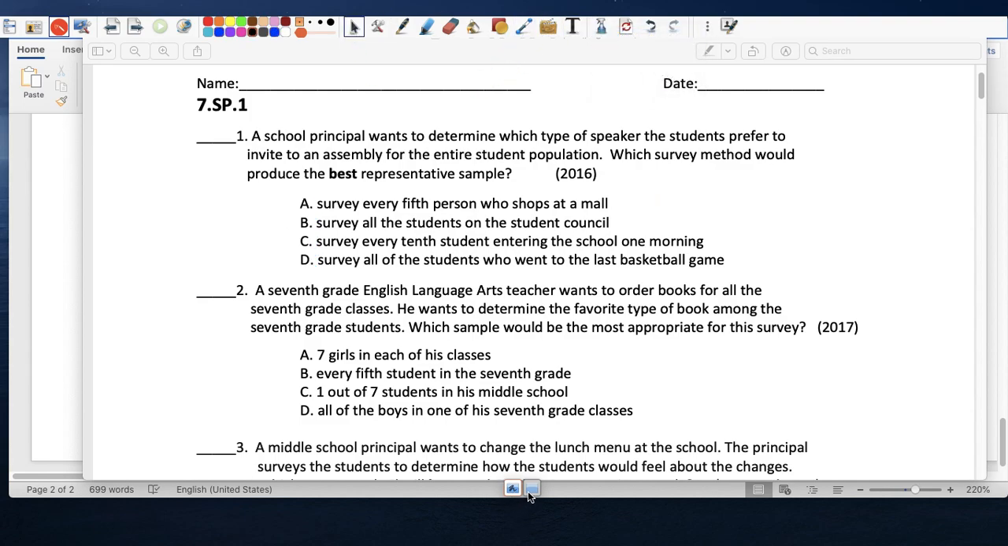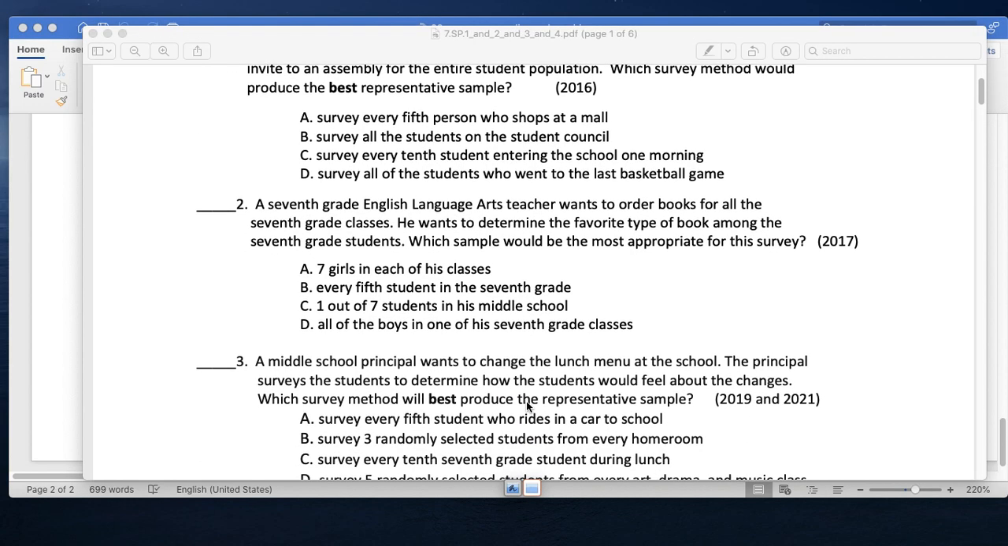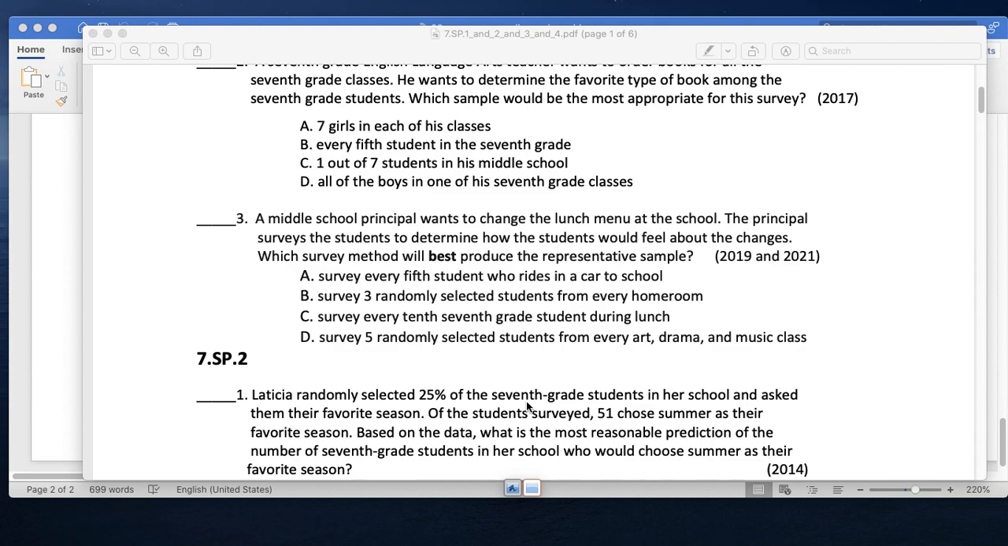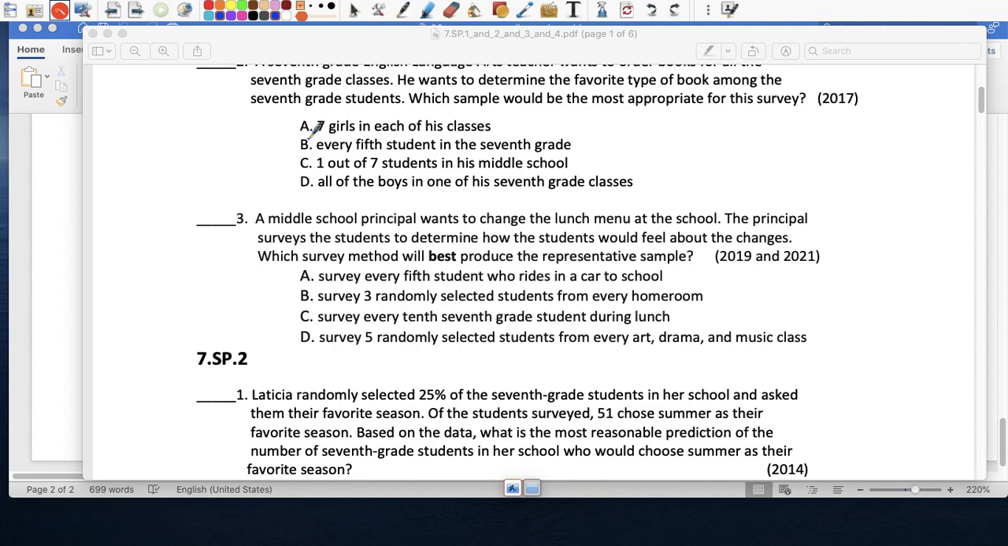Question 2. A 7th grade ELA teacher wants to order books for all the 7th grade classes. He wants to determine the favorite type of book. Who should he ask? Seven girls in each of his classes? No, because he's only getting the opinion of girls. Every 5th student in the 7th grade? That seems okay. One out of every 7 students in his middle school? No, because he teaches 7th grade, so no interest in asking 6th or 8th graders. And all the boys in one of his 7th grade classes? Absolutely not. Common sense would tell you it would be this one.